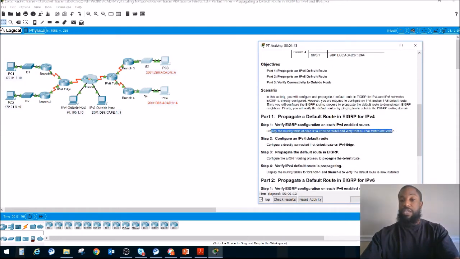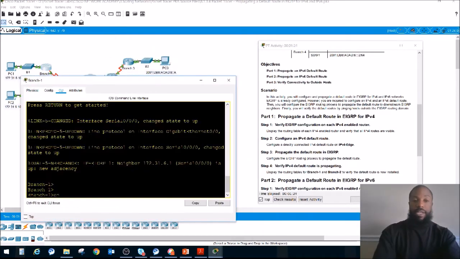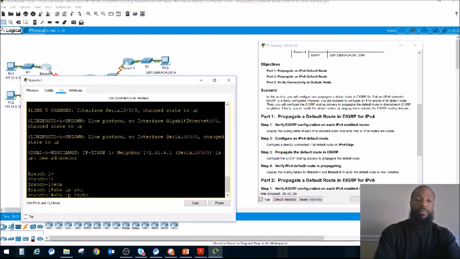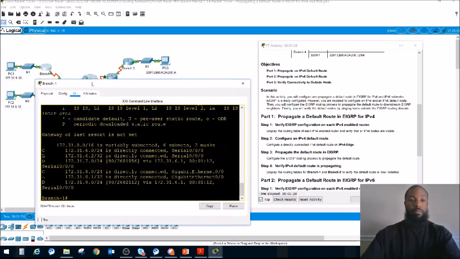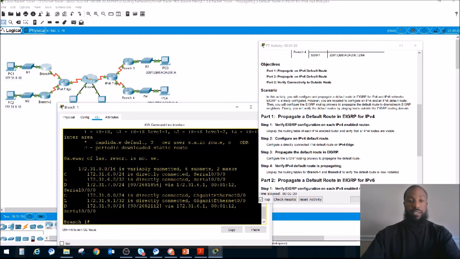Display the routing table of each enabled IPv4 router and verify that the IPv4 routes are enabled. So let's go ahead and do that. Enable, show ip route. Remember, the L's are our actual interfaces. L/32, that's our actual interfaces. So that's this one and that one.